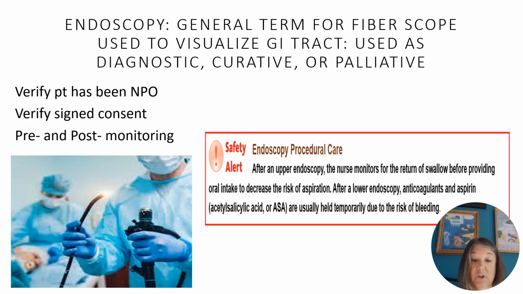So nursing implications. Verify the patient has been NPO. Of course, we want to make sure that consent was signed. And then as nurses we're going to do the pre and post monitoring, right? After an upper endo, the nurse monitors for the return of swallowing before providing oral intake to decrease the risk of aspiration. After a lower endo, anticoagulants and aspirin are usually held temporarily due to the risk of bleeding. Chances are the doctor's orders will also include holding anything like that, maybe before the procedure itself.